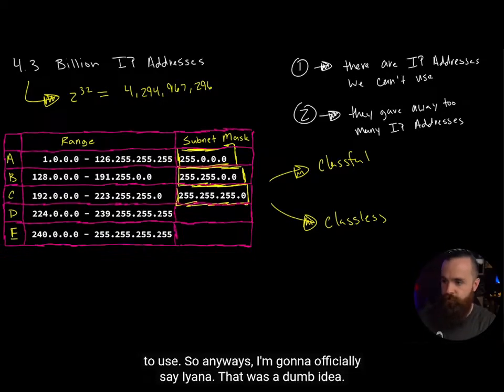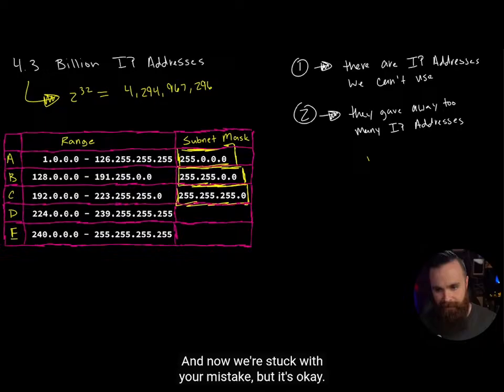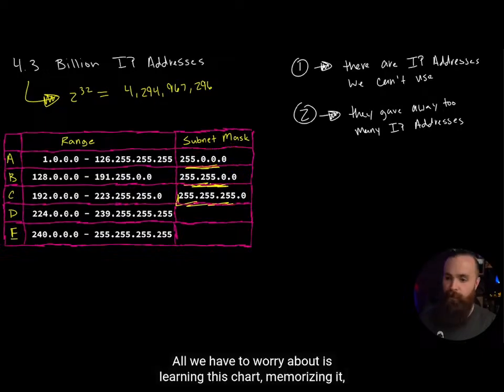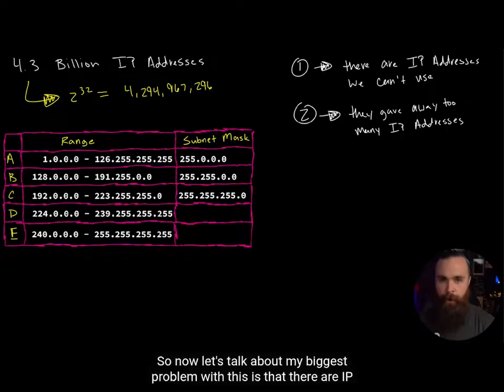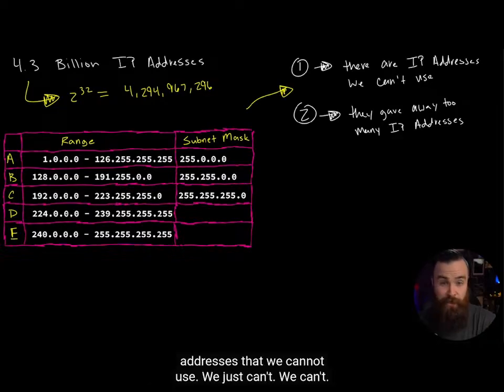So anyways, I'm gonna officially say, IANA, that was a dumb idea. And now we're stuck with your mistake. But it's okay. All we have to worry about is learning this chart, memorizing it, knowing what it is, and then learning something scary called IPv6. We'll cover that later. So now let's talk about my biggest problem with this, which is that there are IP addresses that we cannot use. We just can't.